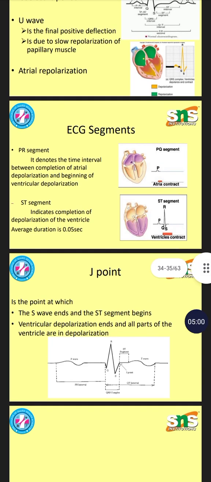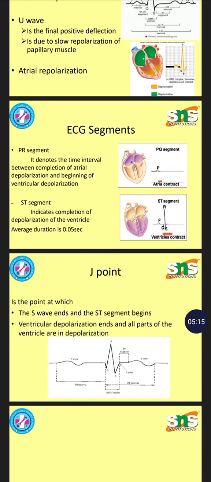ECG segments. PR segment. It denotes the time interval between completion of atrial depolarization and beginning of ventricular depolarization. ST segment indicates completion of depolarization of the ventricles. Average duration is 0.05 seconds.